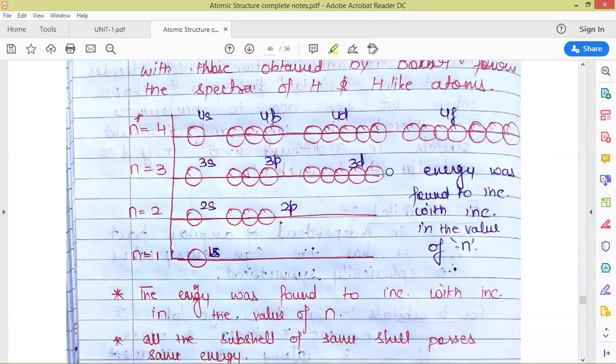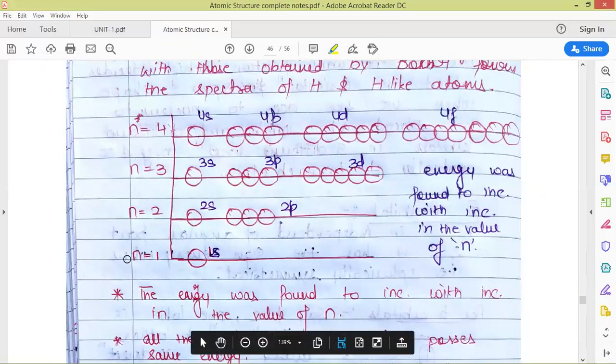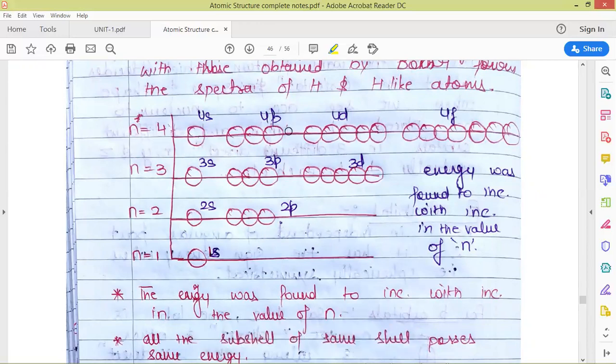So the energy of all these orbitals is the same for single electron species, and these are at the same level. That means energy is just dependent upon the value of n. As the value of n increases, the energy is increasing. This represents the increasing energy as we move from lower value of n to higher value of n, and the energy levels are independent of the value of L. Whatever be the value of L, if the value of n is the same, all the orbitals will be considered at the same energy level.